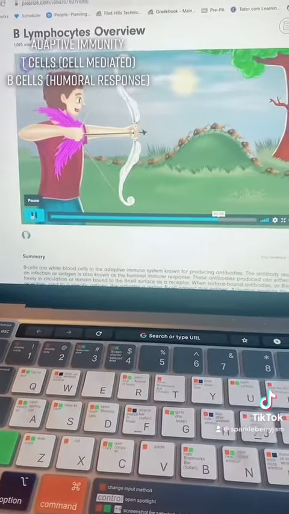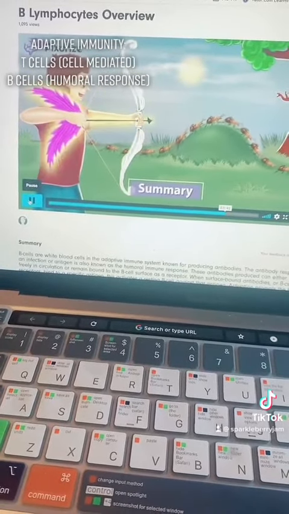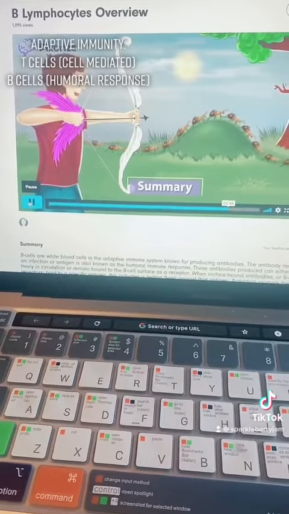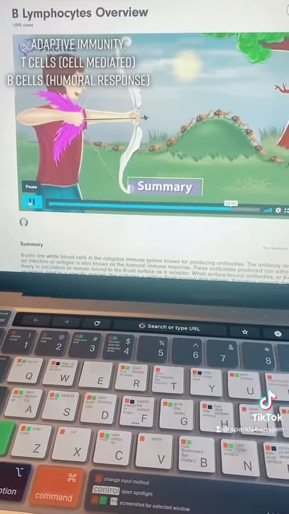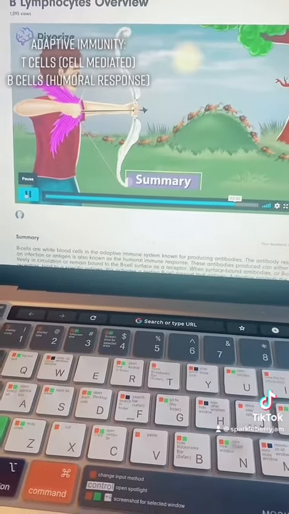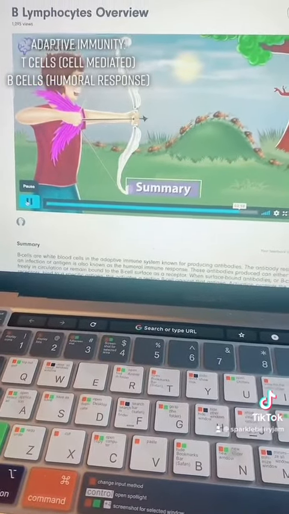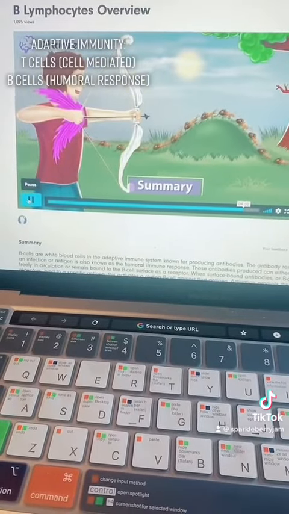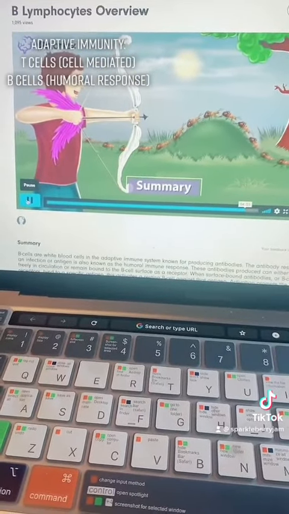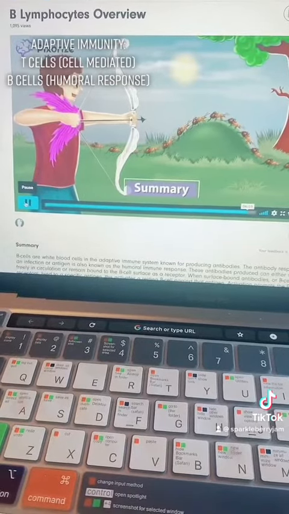B cells. Let's wrap this up. B cells are white blood cells in the adaptive immune system known for producing antibodies. The antibody response to an infection or antigen is also known as the humoral immune response. These antibodies produced can either move freely in circulation or remain bound to the B cell surface as a receptor. When surface-bound antibodies or B cell receptors bind to a specific antigen, this activates a resting B cell against that antigen. Activation prompts the B cell to turn into an activated form in order to fight the threat.